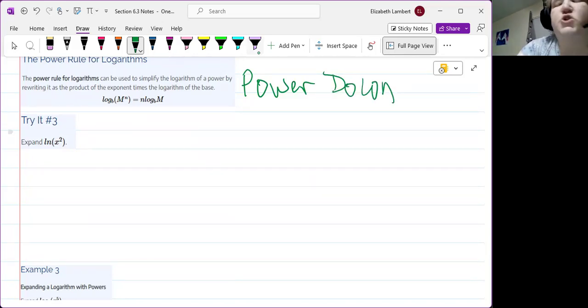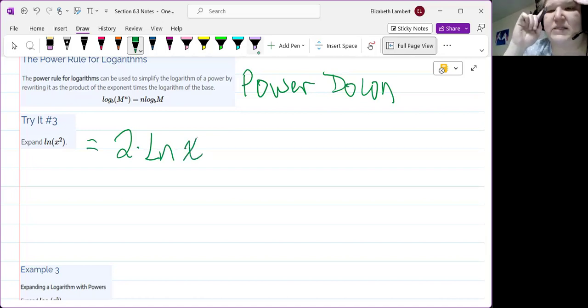So when we have the natural log of x squared, that 2 is the power, just like we see here. So that 2 is going to come down. This is the same as 2 times the natural log, that's an L, ln of x. You can put parentheses around the x or not. But now it's kind of like, yeah, sure, that's what it does.